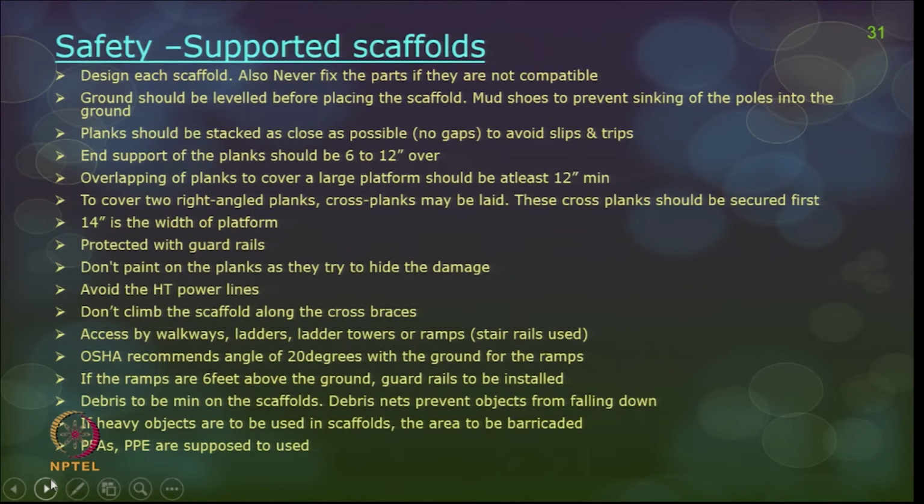And always try to keep material as well as debris to a minimum on the scaffolds. If a lot of debris is collecting on the scaffolds, try to have a debris net, and the toe board should be a little higher so that it collects the objects from falling down. Also, if there is material which can trip and fall down, you can still put up debris nets. If heavy objects are to be used on scaffolds, the area should be barricaded.